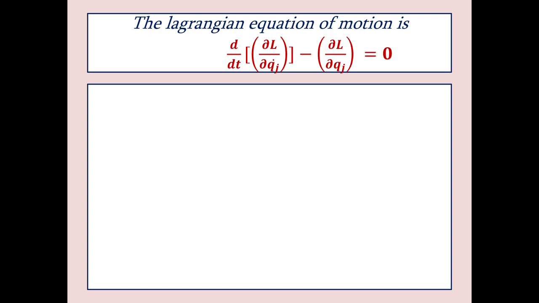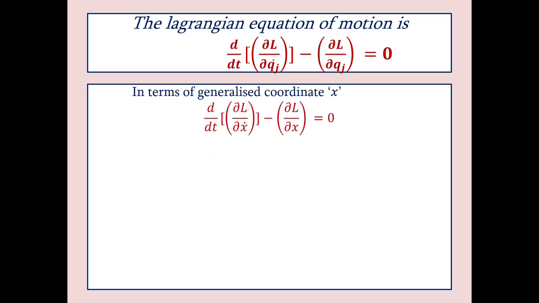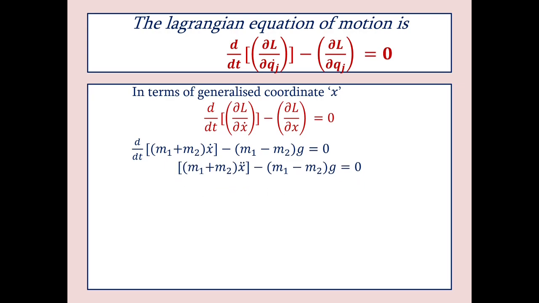We know the Lagrangian equation of motion is given by d by dt of dou L by dou qj dot minus dou L by dou qj equal to 0. But the generalized coordinate used here is x, because the motion is only in one direction. So here x is the generalized coordinate. Writing the Lagrangian equation in terms of x, we get d by dt of dou L by dou x dot minus dou L by dou x equal to 0. Substituting the values of dou L by dou x dot and dou L by dou x, we get d by dt of (m1 plus m2) into x dot minus (m1 minus m2) into g equal to 0.